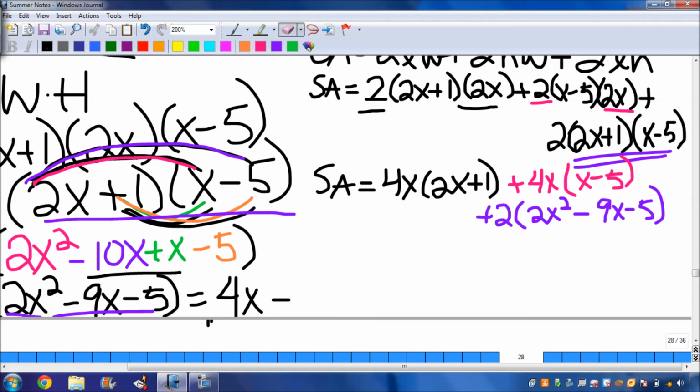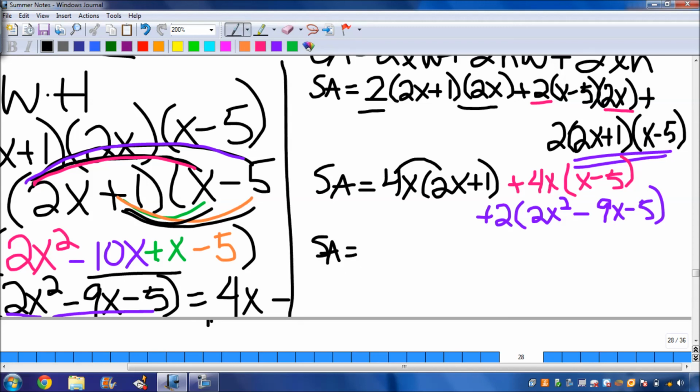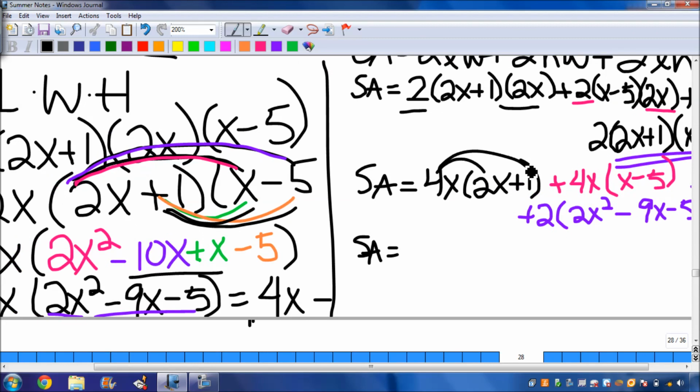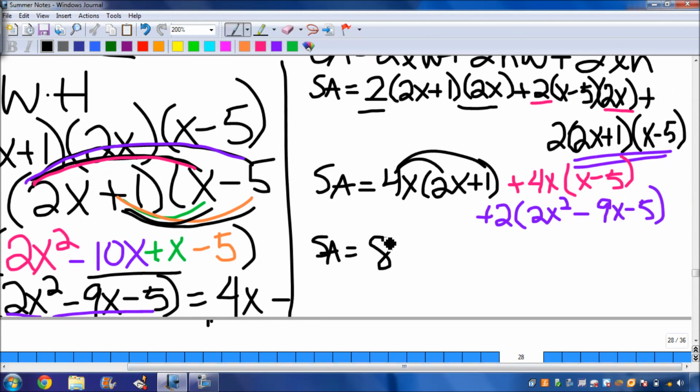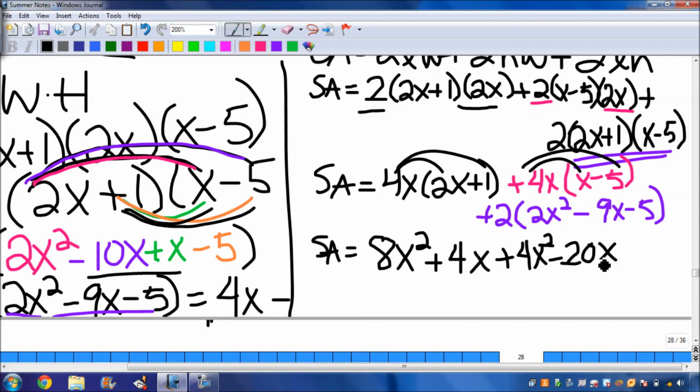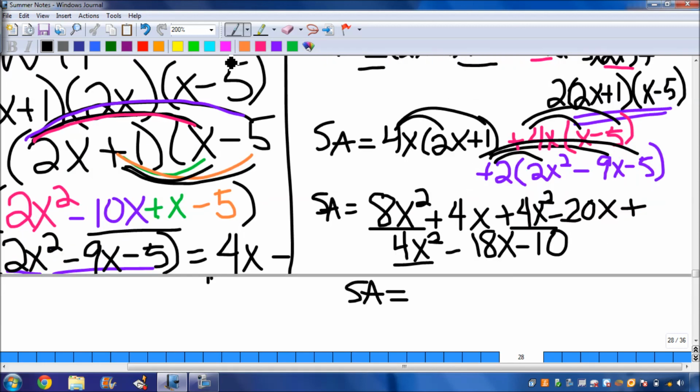So I end up getting surface area equals, this right here ends up being 8x squared plus 4x. And this ends up being 4x squared minus 20x. And then this ends up being 4x squared minus 18x minus 10. When you combine your like terms, you end up getting 16x squared.